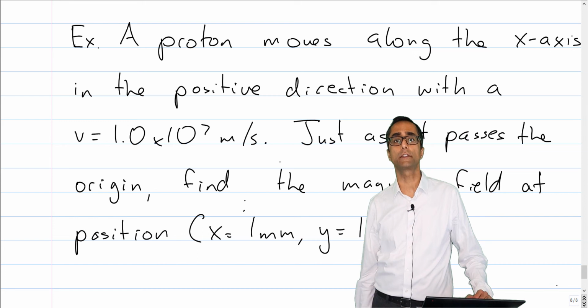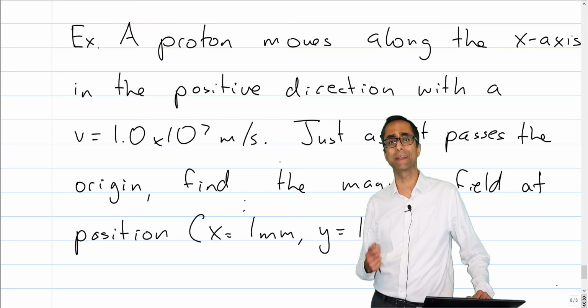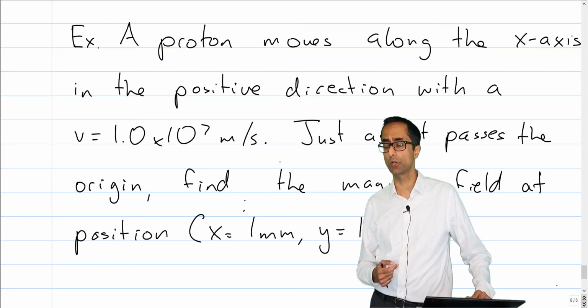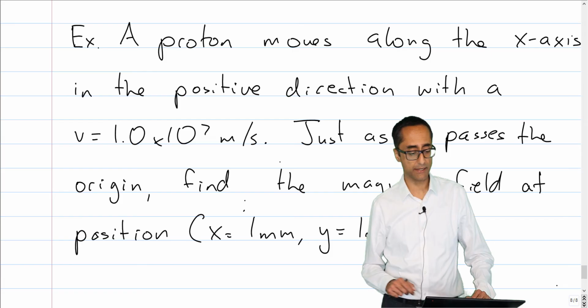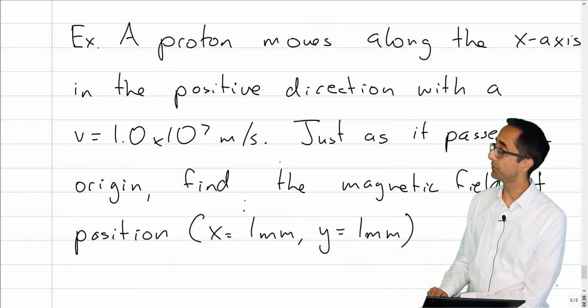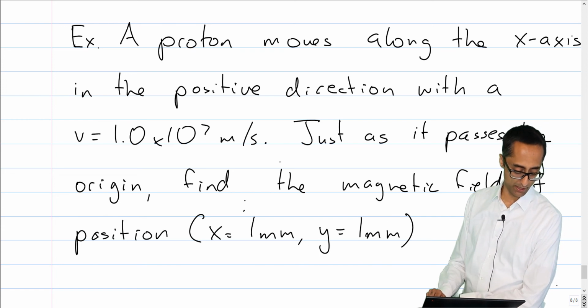Okay, so now that we've got our first sort of theory and equations on how to calculate the magnetic field due to a point charge, let's practice a little bit. And we'll practice with this question right here. We've got ourselves a proton. It's moving along the x-axis in the positive direction with a velocity that's given. Just as it passes the origin, find the magnetic field at a position given of x equals 1 millimeter, y equals 1 millimeter as well.